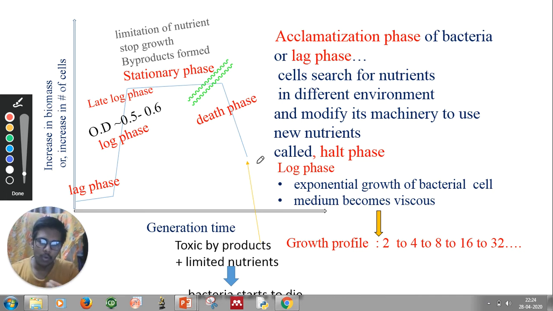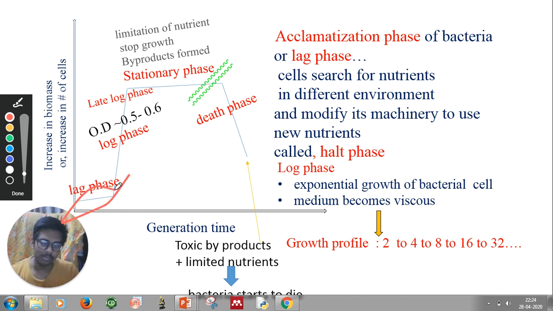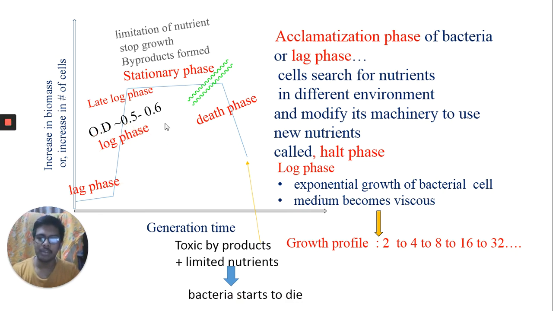Here no nutrient remains and toxic byproducts are formed. Toxic byproducts help to kill the bacterial cells that were already produced. So toxic byproducts plus no nutrients, that is limited nutrients, and the bacteria start to die. This phase we don't want. Lag phase also we don't want. As industrialists, we only want the log phase and, to some extent, the stationary phase. So that's all about bacterial cell culture.